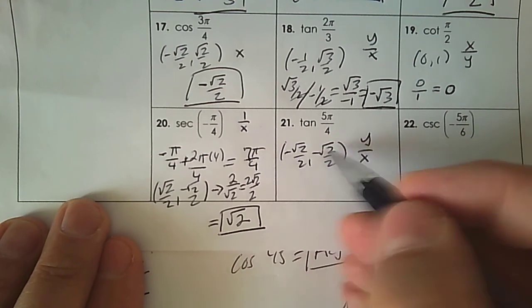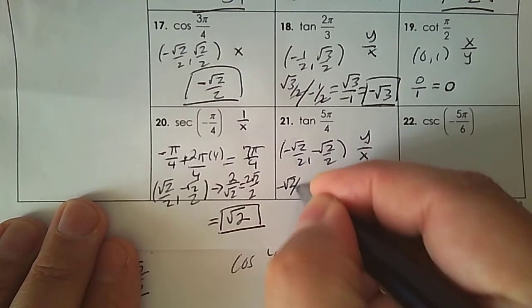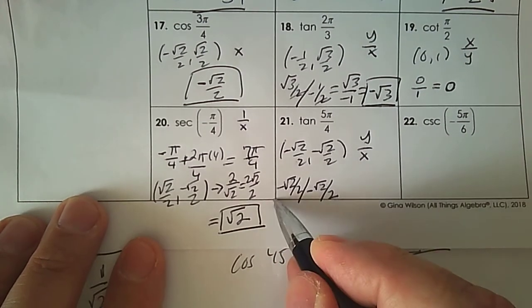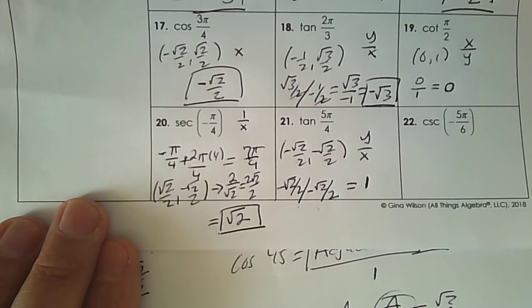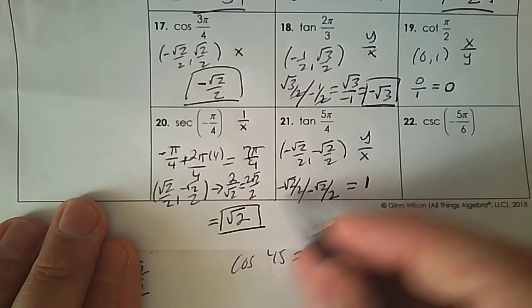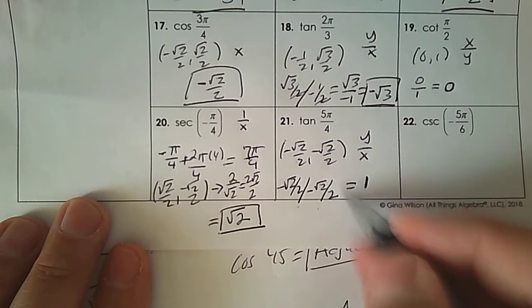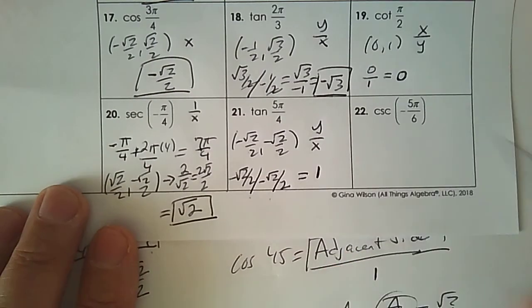So if I look at these numbers and just go y divided by x, notice that you have negative root 2 over 2 divided by negative root 2 over 2. Whenever you have a number divided by itself, the answer is just 1, no matter how complicated the number looks. So a negative divided by negative, the answer is positive 1. All right, last question, number 22.